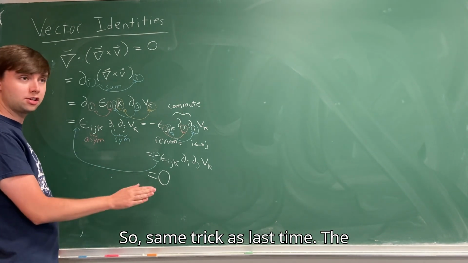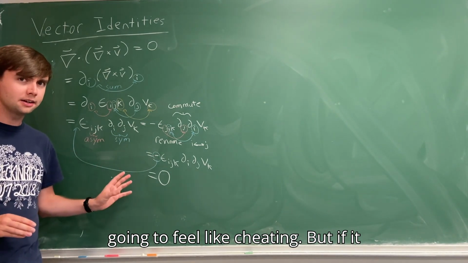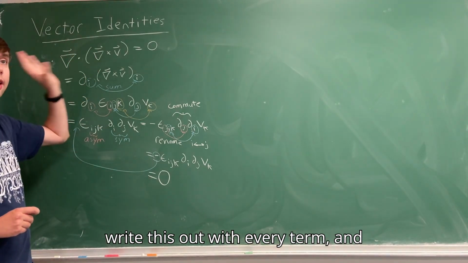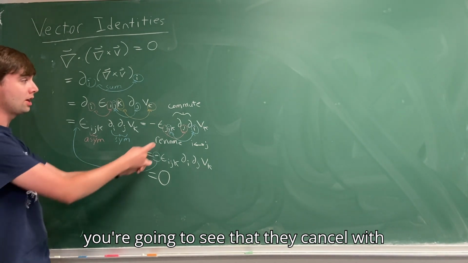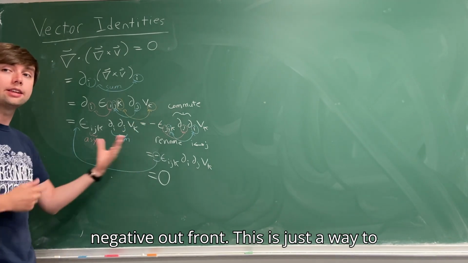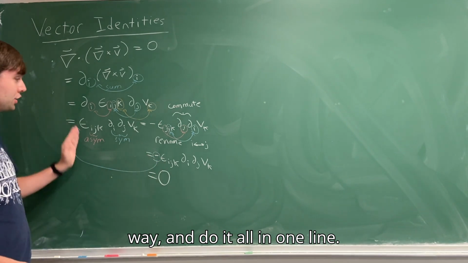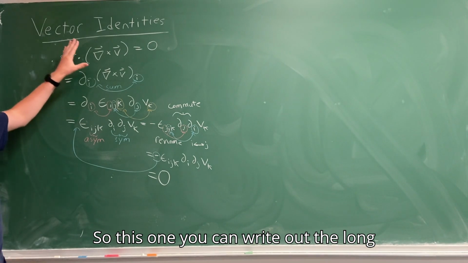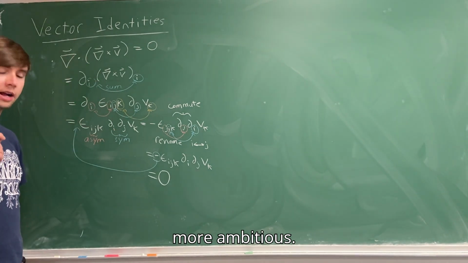So, same trick as last time. The renaming is going to feel weird. It's going to feel like cheating, but if it still feels weird to you, go ahead and write this out with every term, and you're going to see that they cancel with the partial derivatives commuted and a negative out front. This is just a way to systematize what you would do the long way, and do it all in one line. So this one you could write out the long way. Let's do one that's a little more ambitious.